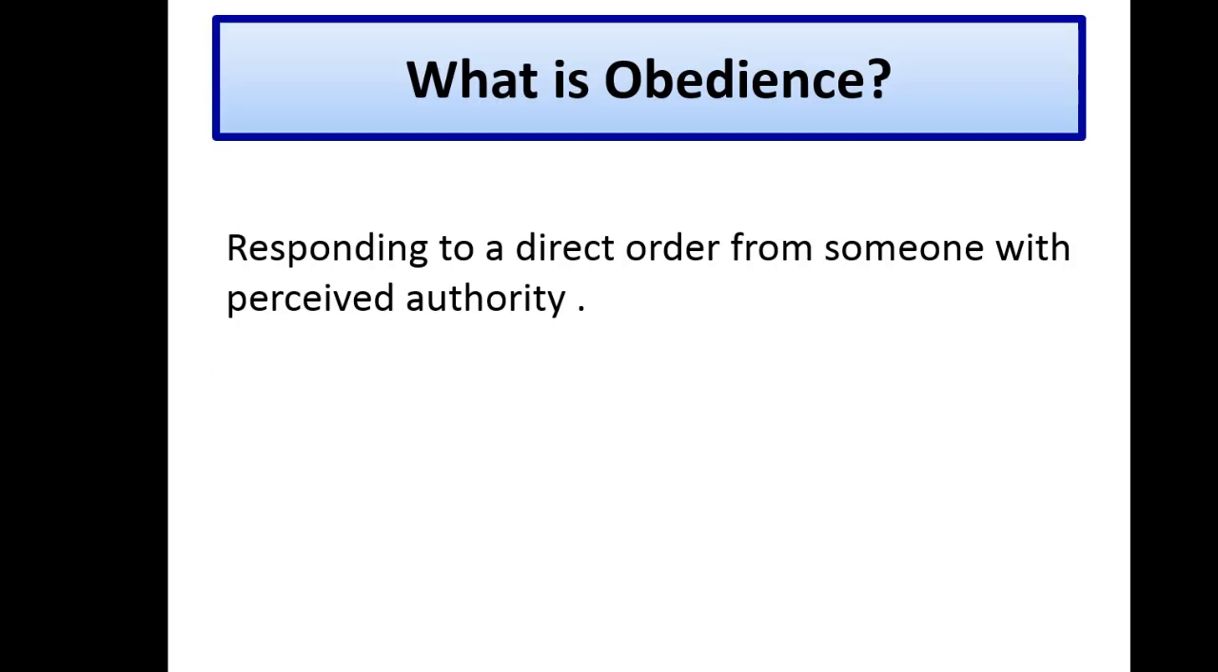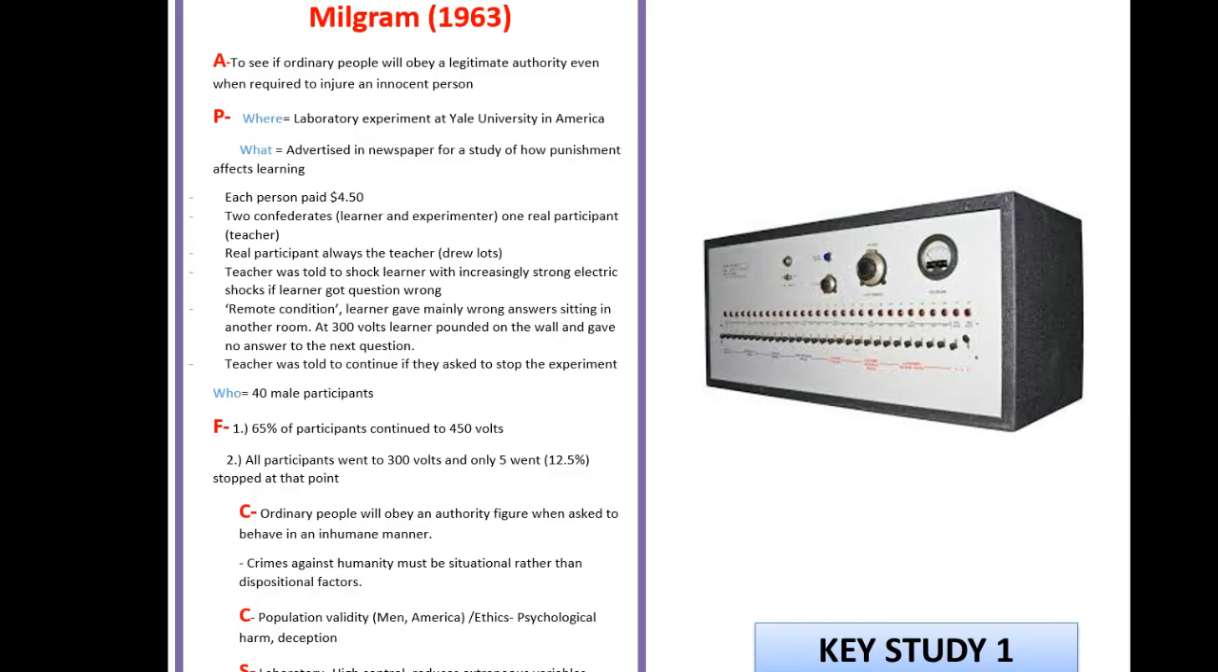So first of all, you need to know the definition of what obedience is. Again, you don't have to remember word for word, but you need to get something about a direct order and somebody who we think is in authority, so authority over us. If you have trouble defining things, sometimes you can also use an example, for example, following an order from a teacher because we think they have authority over us.